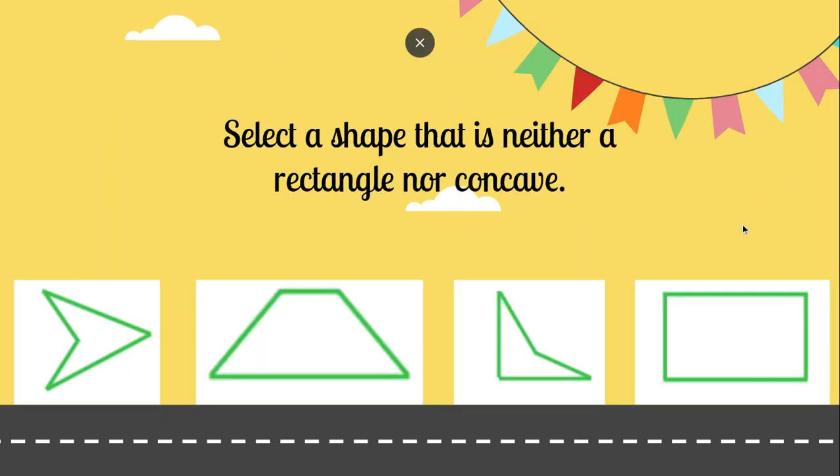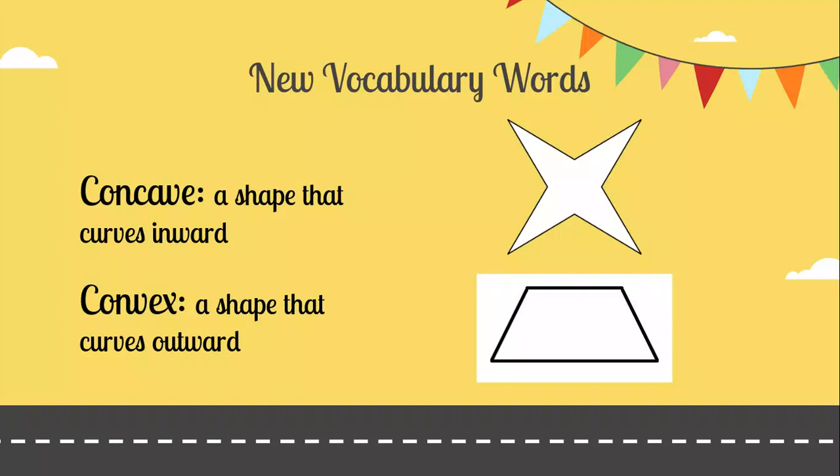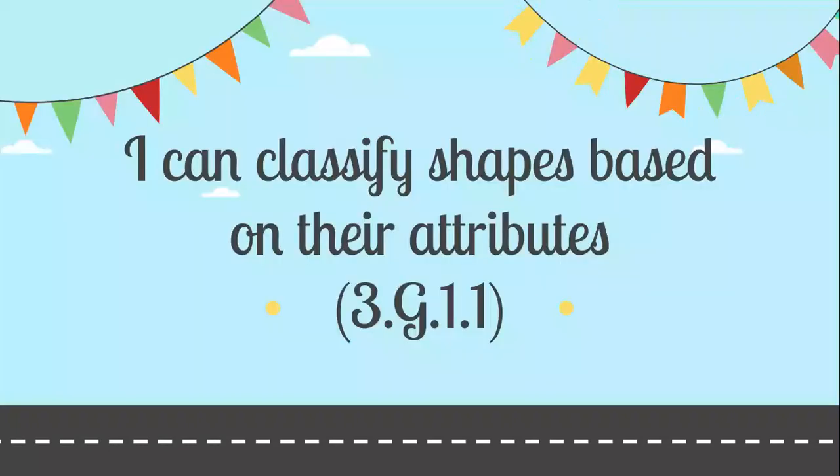Okay, so select a shape that is neither a rectangle nor concave. So I need to find the shape that is not a rectangle and it's not concave. If I go back to my vocabulary words, concave is a shape that curves inwards. It means that the shape is closing in on itself.